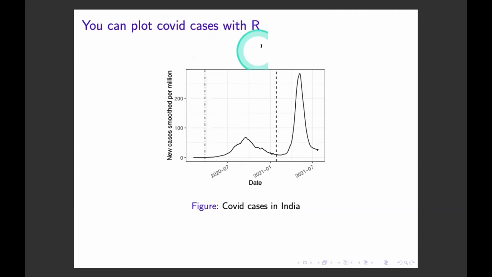So from the Our World in Data website, you can get this data country-wise for COVID. This is new cases smoothed per million on the y-axis, basically just cases, you can think of it as. And this is the date. So this is the onset in India. This is for COVID cases in India. So this is early 2020. And then we have the lockdown, one of the strictest lockdowns, right? But you can see actually the levels are very low.